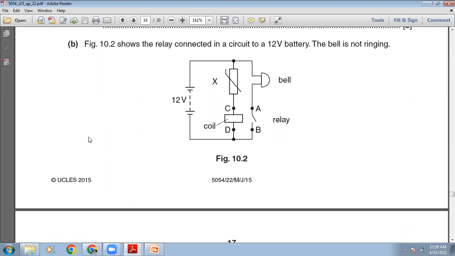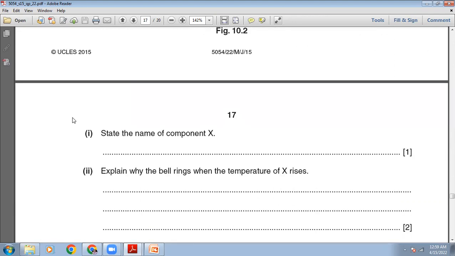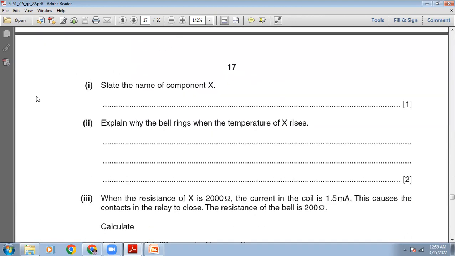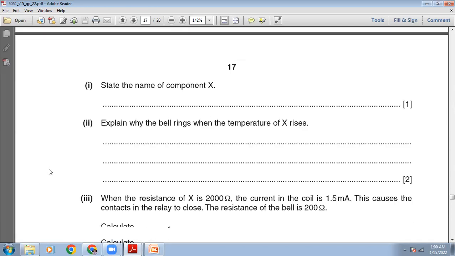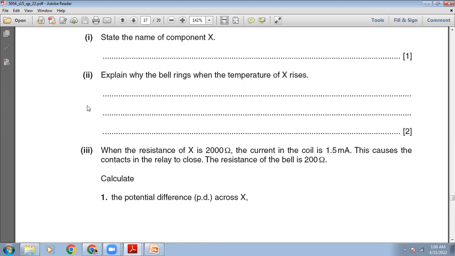Figure 10.2 shows the relay connected in a circuit to a 12-volt battery. The bell is not ringing. State the name of the component X. This is the circuit symbol for a thermistor. So X is basically a thermistor.